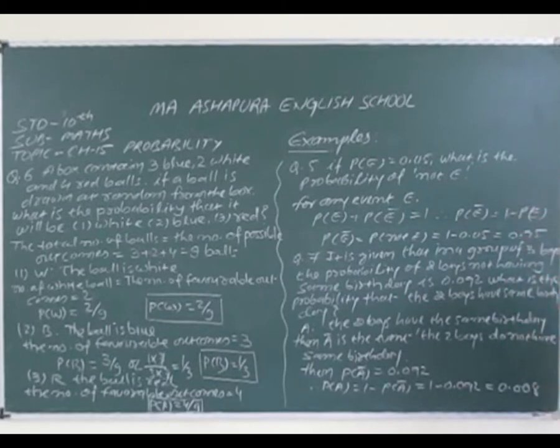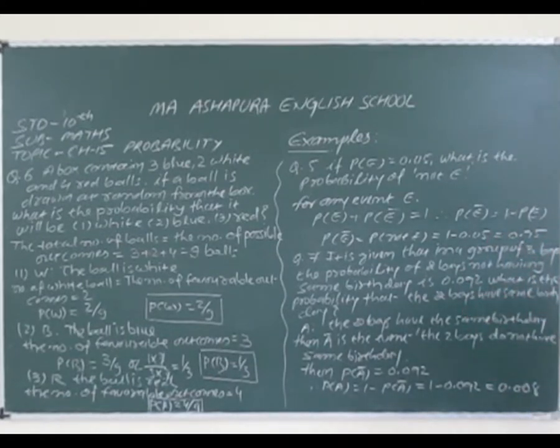One more question of the same type. So we are going to continue with question number 7. It is given that in a group of 3 boys, the probability of 2 boys not having the same birthday is 0.092. What is the probability that the 2 boys have the same birthday? Same question, but with a description.